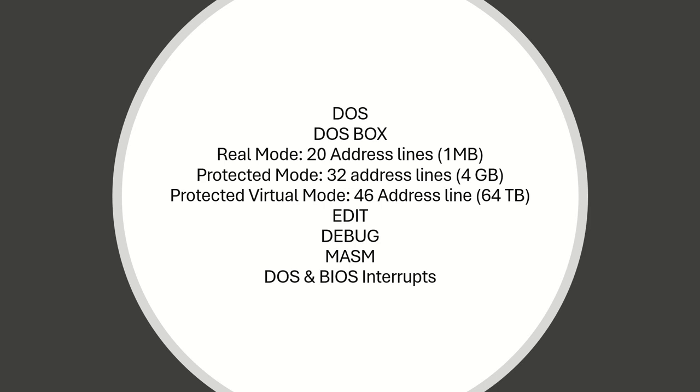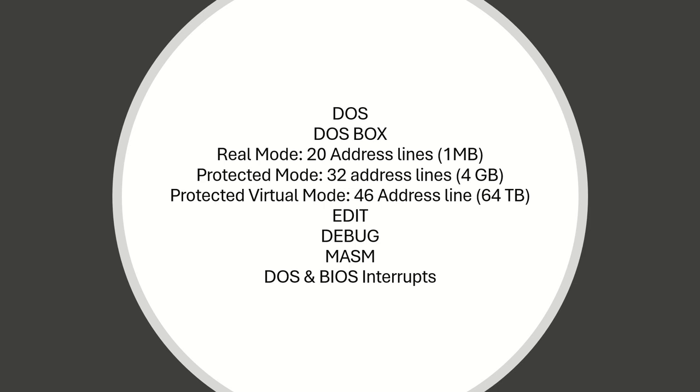8085 is having 16 address lines. So since it has 16 pins physically available on the chip, the addressing capacity is 2 to the power of 16, 64 kilobytes. I said bytes because the data width is 8-bit. So 64 kilobytes is the addressing capacity of 8085.